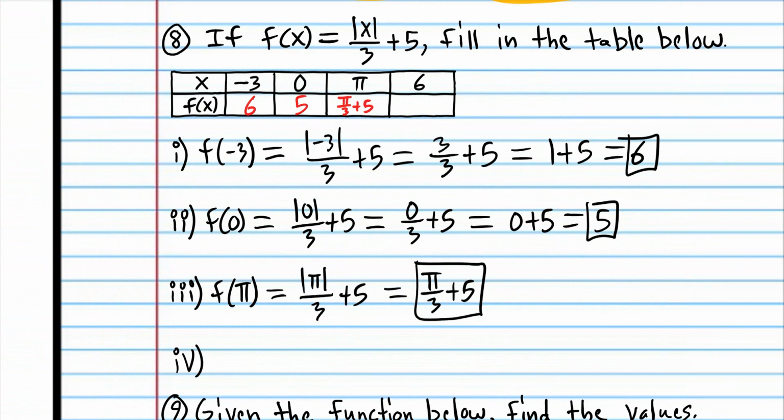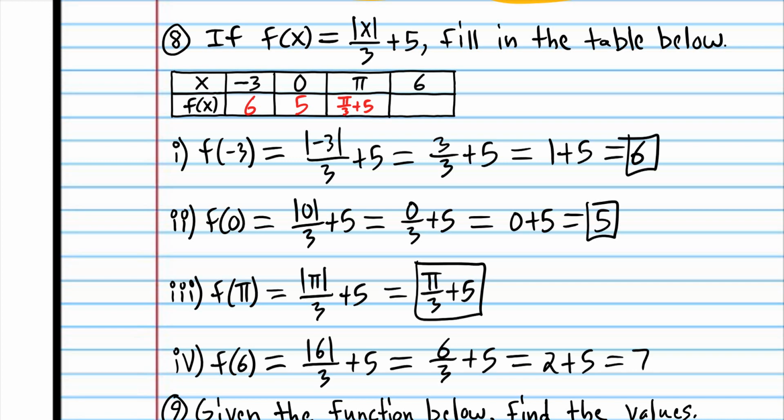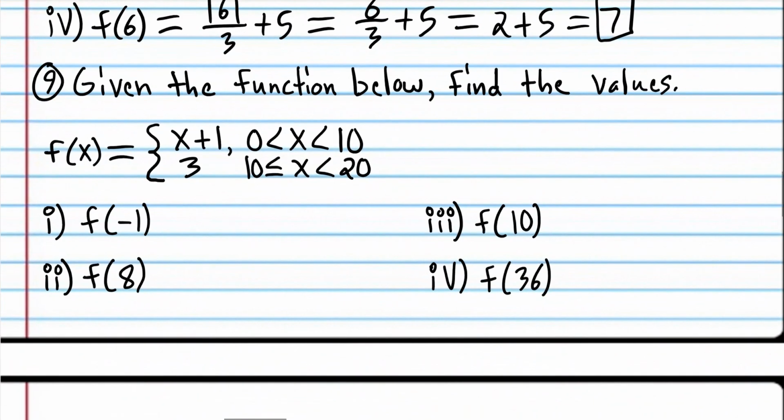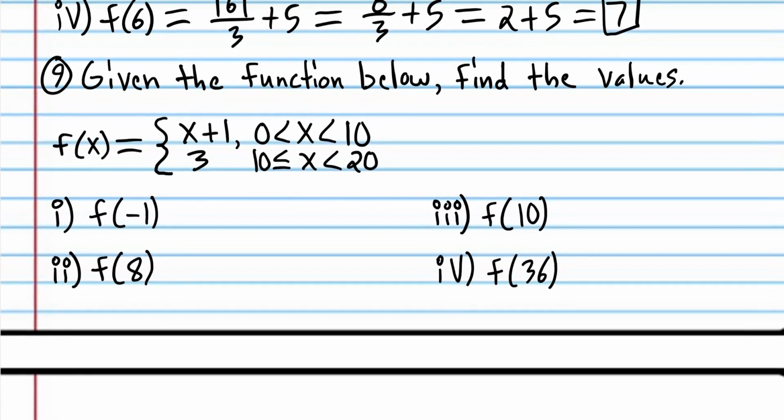Now we're going to plug in 6. So we have the absolute value of 6 over 3 plus 5. Absolute value of 6 is 6. 6 divided by 3 is 2. 2 plus 5 is 7. You don't have to show all these steps, but you do have to show some work. So if you got that right, good job. Go ahead and try number 9, and when you come back, we'll do it together. Okay, we're back.